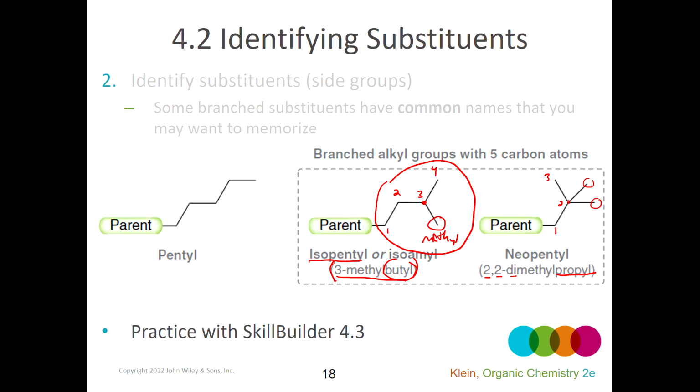2,2-dimethyl implies that on carbon 2 of the propyl, I've got 2 methyls. And again, that whole thing has to be in parentheses because that whole thing is on the parent chain. And these numbers refer to the site that's in the substituent, not the site of the parent chain. That's what the parentheses help me understand.